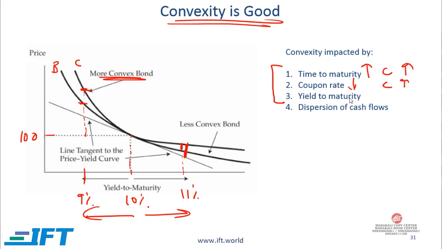Yield to maturity, we have greater duration if YTM is small, and we also have greater convexity if YTM is low. The final point is dispersion of cash flows, and this is different from duration in the sense that if you have two bonds A and B with the same duration, but bond B has a greater dispersion of cash flows, which means that cash flows are more spread out, then the convexity is higher. So the greater the dispersion of cash flows, all else equal, the convexity will be greater.